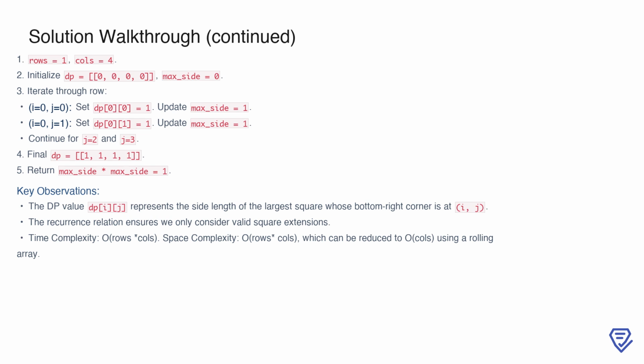Key observations from all these cases include the fact that each dp[i][j] represents the side length of the largest square ending at i, j. The recurrence relation ensures that we only consider valid square extensions by using the minimum of adjacent dp values. Finally, the time complexity of this approach is O(rows * cols), and the space complexity is also O(rows * cols), though it can be optimized to O(cols) by using a rolling array for the dp table.